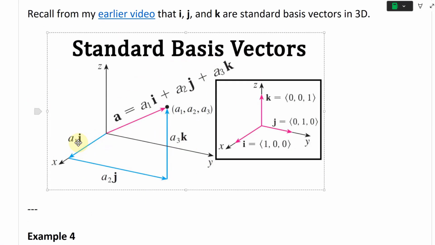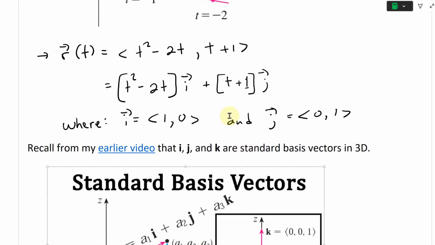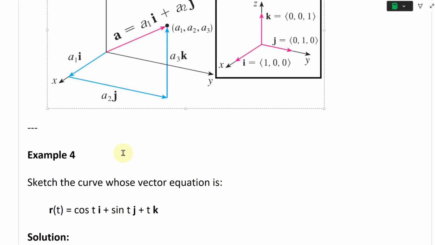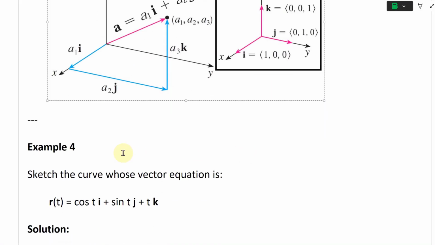Here's 3D. The whole idea is that if you have a vector a right here, you can write it by multiplying the standard basis vectors by constants a1, a2, a3. i is (1, 0, 0), j is (0, 1, 0), and k is (0, 0, 1). Just multiply by those like that. In 2D, you just remove the k vector. Anyways, let's take a look at example 4.